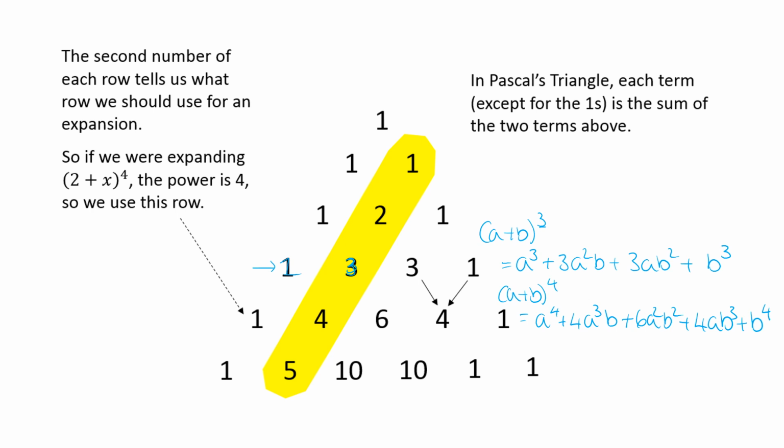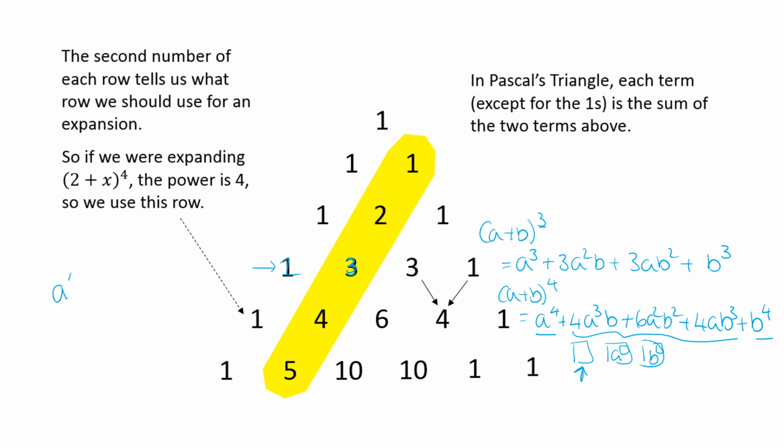Now if you look at the middle terms, they have all got 3 parts. They've got the coefficient from Pascal's triangle, they've got an a to a power part and a b to a power part. Now secretly, the first and the last parts, they also do have 3 parts.